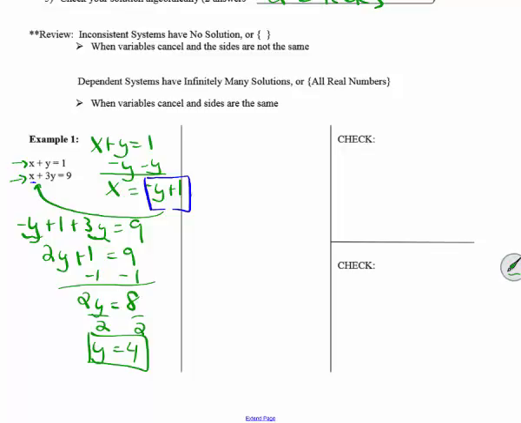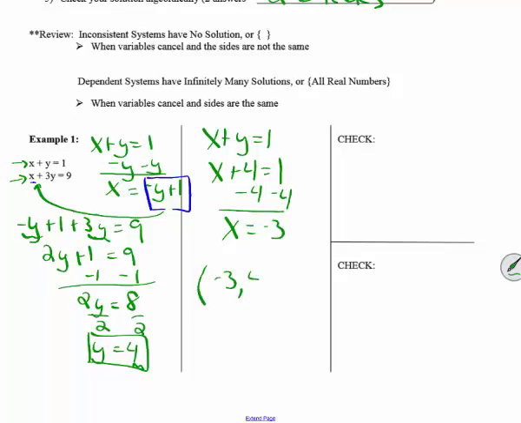It doesn't matter which one you do. I'm just going to pick the first one: x plus y equals 1. We now know that y is 4, so x plus 4 equals 1. Subtract 4, so x is negative 3. Now remember, these are points on a graph. So what we just figured out is that my point of intersection, if I had graphed them, is (negative 3, 4).